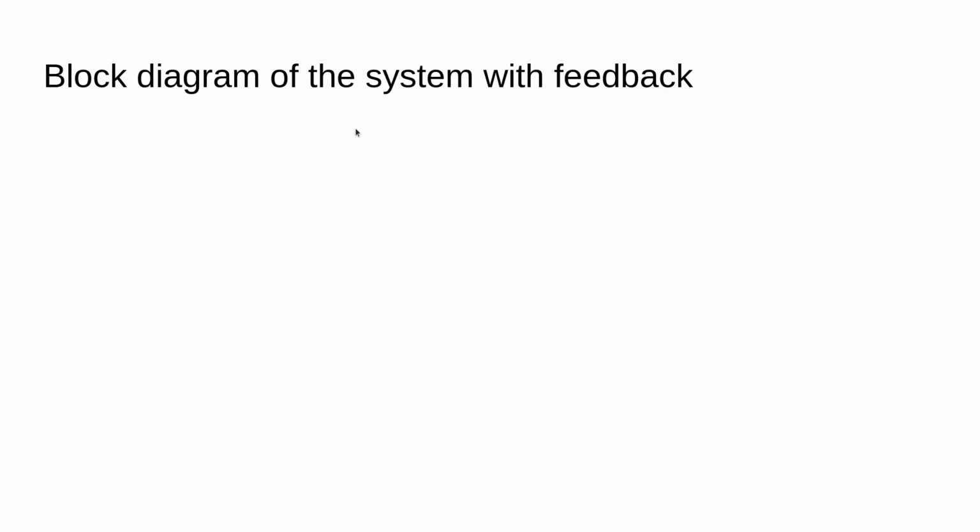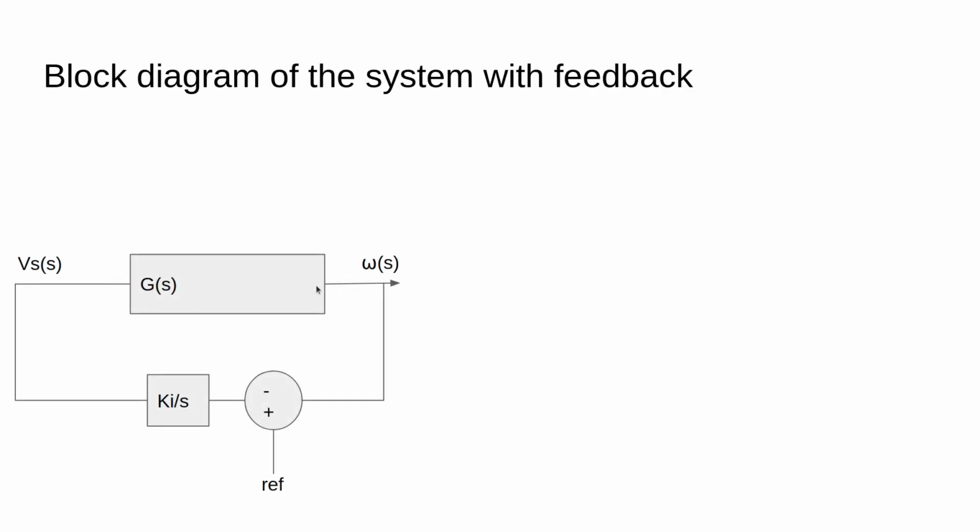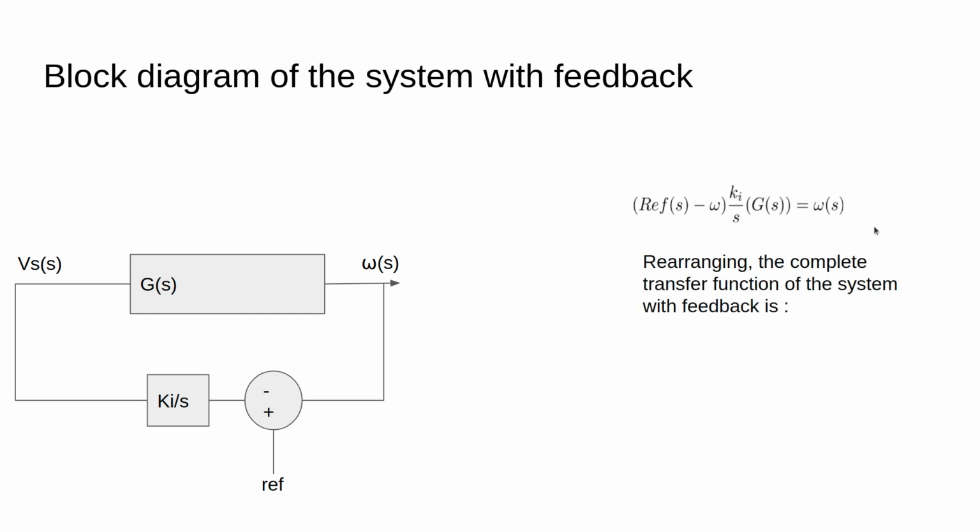So the block diagram of the system with feedback will be like this. You have my plant here, the system, the reference here, the output here, and taking the difference. The ki is a gain for the integrator that we can control. This is my integrator block, this is my input, and this is my plant. If you write equations for it, you can rearrange them, and this is your speed to reference transfer function.